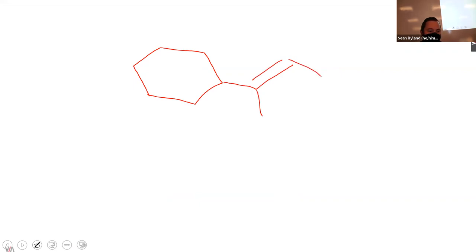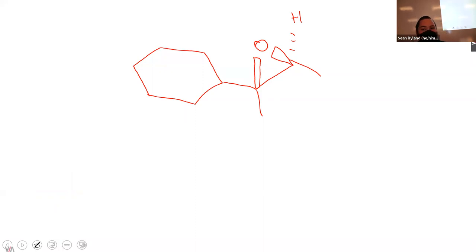So this is what we're starting with. When we make the epoxide, it looks a little bit strained. So the top carbon that's part of the epoxide also has a hydrogen attached that we wouldn't normally draw. The other one has all four carbons drawn already.